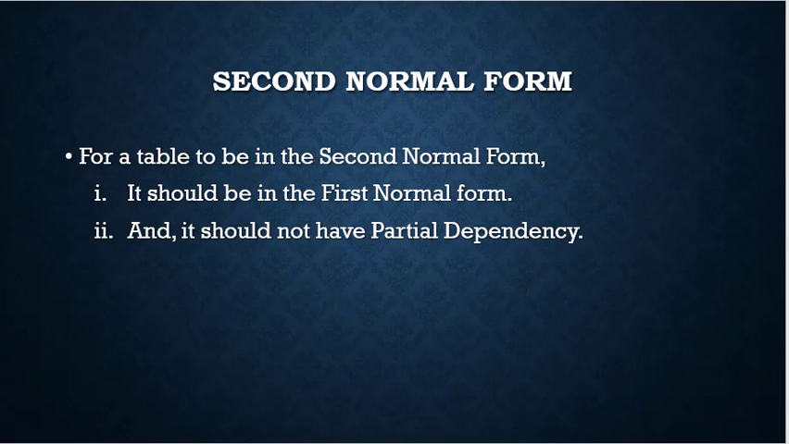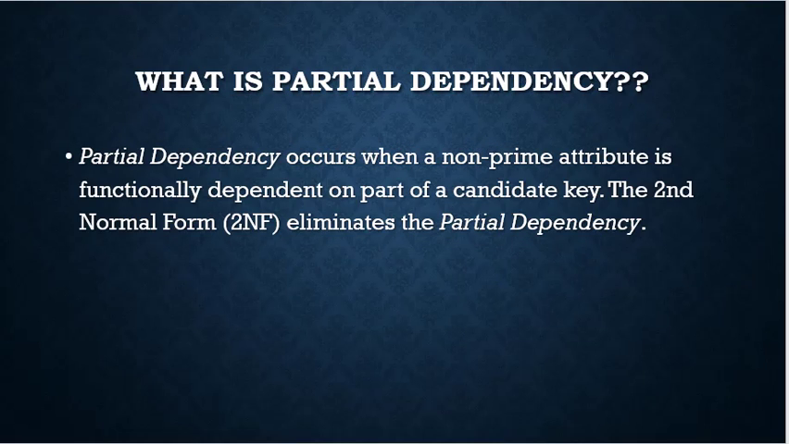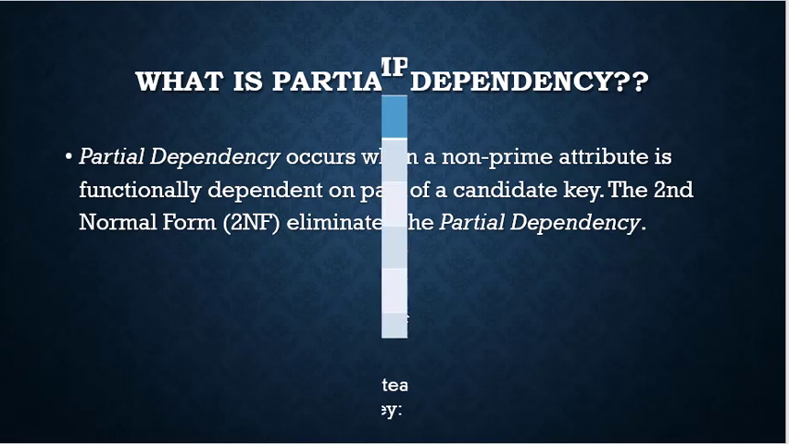In second normal form, a table must follow the following rules. Rule 1. A table must be in first normal form, meaning that we first change the table into first normal form. Rule 2. There should be no partial dependency in a table. Now you would ask, what is partial dependency? Well, partial dependency occurs when a non-key attribute is not fully dependent on the primary key and is only dependent on some part of the primary key. Second normal form eliminates partial dependency in a table.